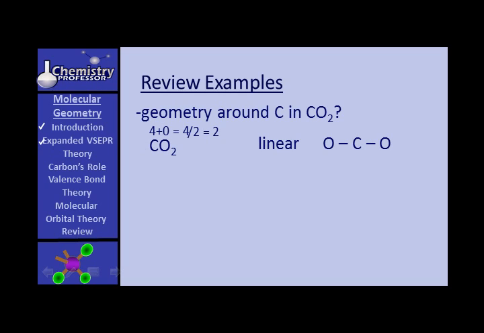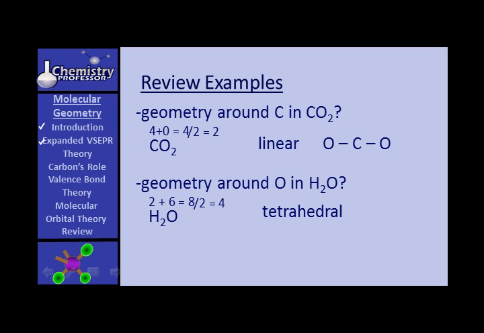Okay. Now the next one I'm going to review with you is what is the geometry around oxygen and water? Well, we do the same thing. The central atom is oxygen. We have 2 from hydrogen plus the 6 from oxygen, giving us a total of 8. Divide that by 2 and we have 4. So our geometry is tetrahedral. Now, students often ask me, why is carbon dioxide linear and water tetrahedral? Well, here you see it, but let's give you some more information to support that.